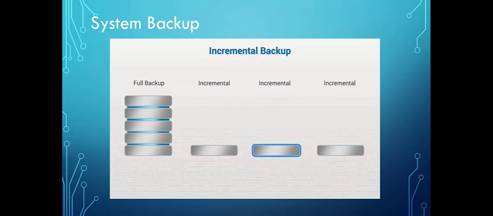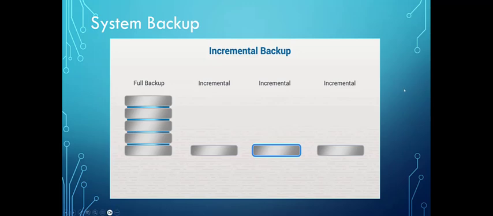So say you completed the full backup on Monday and an incremental backup on Tuesday, Wednesday, and Thursday, and on Friday your system crashes. You're going to need to go back to your first full backup. You need to restore the full backup. Then you need to follow up by restoring the incremental backups from Tuesday, Wednesday, and Thursday, one at a time, which could take hours to complete.